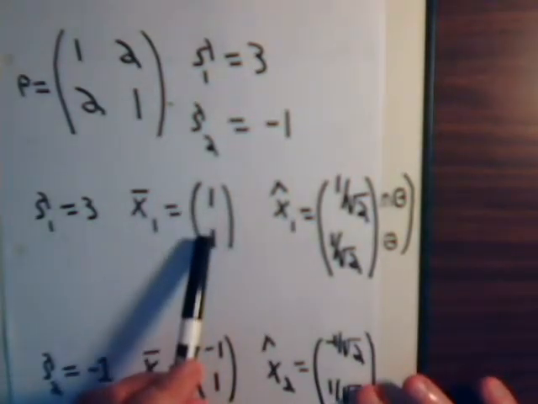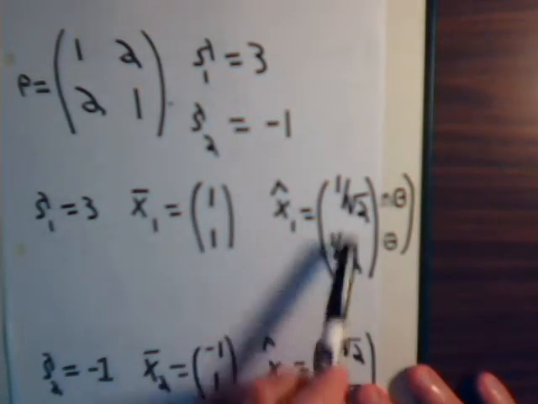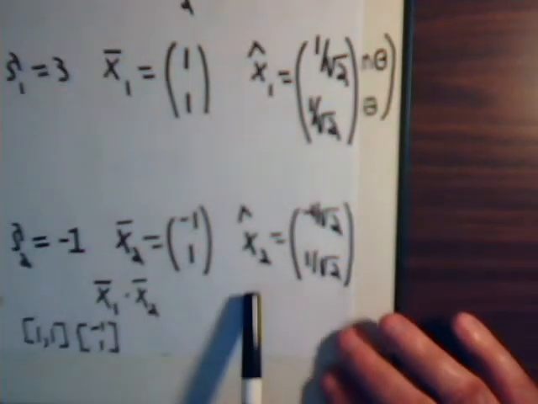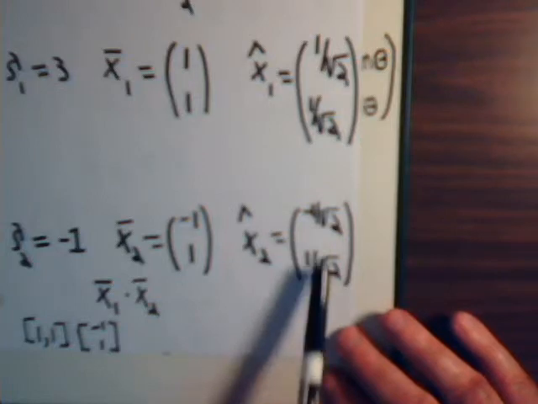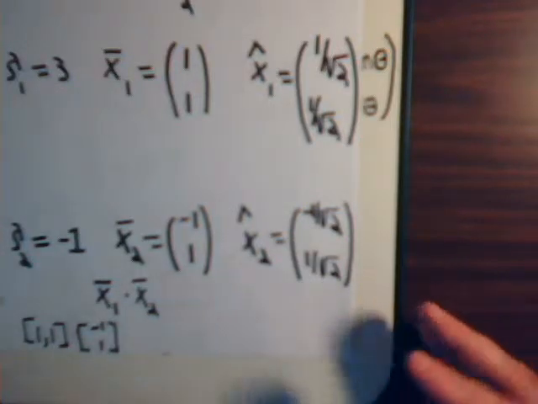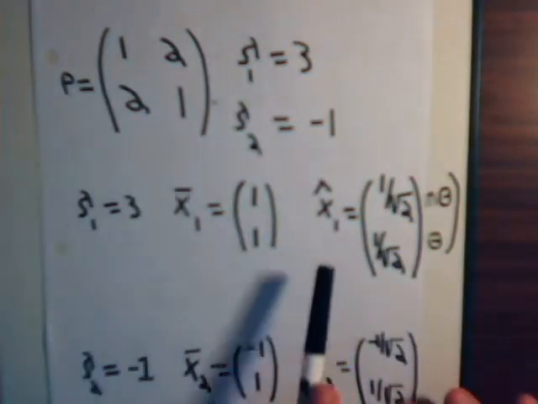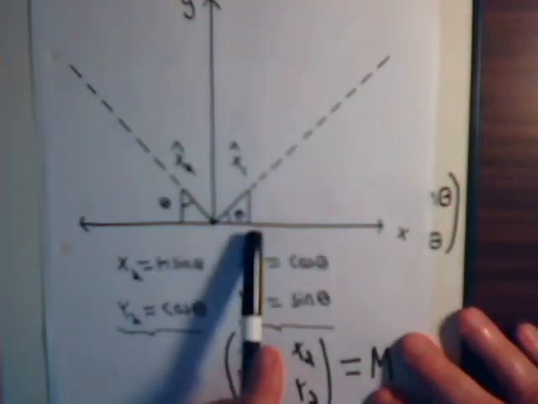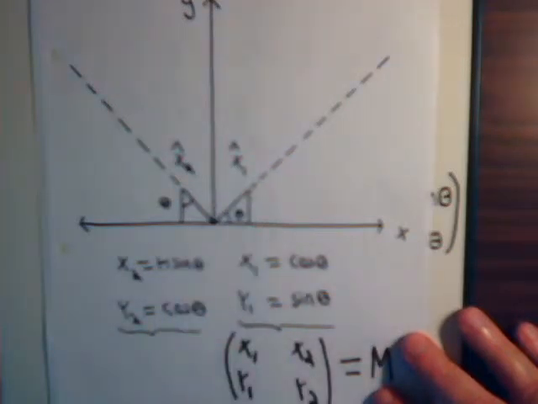Now we're talking about making unit eigenvectors. Well, this has a magnitude of the square root of 2, so divide by the square root of 2, there's our unit eigenvector. Same thing here. There's our unit eigenvector. So here is matrix P, unit eigenvector x1, 1 over the square root of 2, 1 over the square root of 2. So this would be going over 1 over the square root of 2, and go up 1 over the square root of 2.